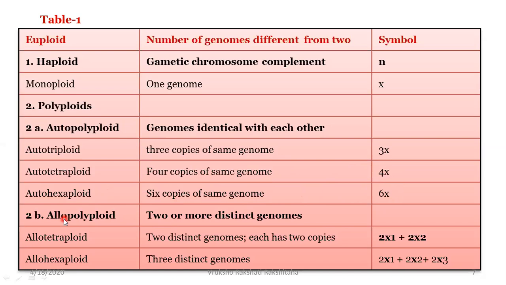Now in allopolyploids, for example, allotetraploid has 2 distinct genomes and each genome has 2 copies. That is 2 into the first genome plus 2 into the second genome. Allohexaploid has 3 distinct genomes. So 2 copies of the first genome plus 2 copies of the second genome plus 2 copies of the third genome.